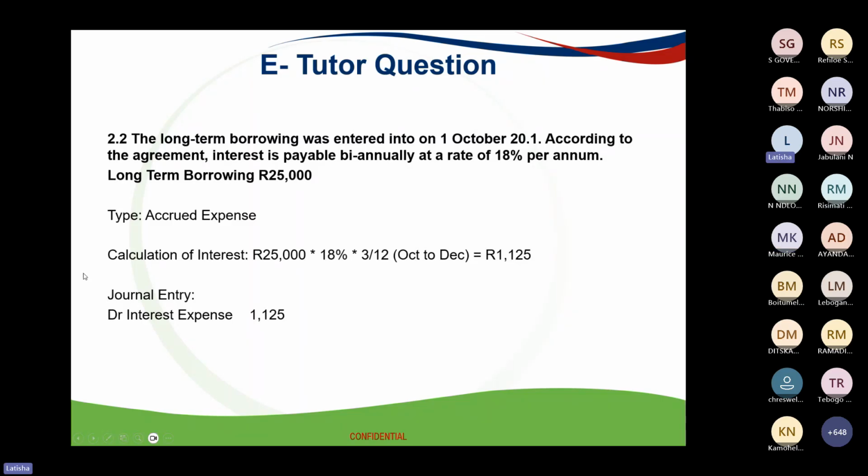There was a question that just asked, why do we only calculate for 3 months? So if you read the question, it says that the long-term borrowing was only taken out on the 1st of October and our year end is December. So we only have 3 months of that loan. So we should only calculate interest expense for 3 months of the year. And that is why we take the full amount, 25,000, multiply it by 18% and multiply it by 3 divided by 12 because we only had it for 3 months of the year. So we only need to pay interest for 3 months, not a full year.